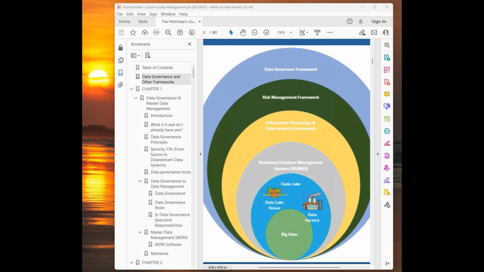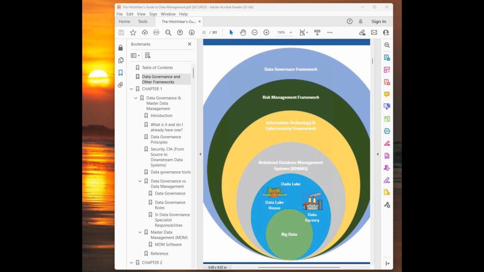Before the chapters, I've provided a diagram that kind of gives a hierarchy of frameworks, starting with the data governance framework, pretty much going to be on top of everything. It needs to track what's happening within each of the other frameworks that have been developed. And then you're going down to risk management, information technology, cybersecurity. A lot of the business risk management is going to be mixed in with that.